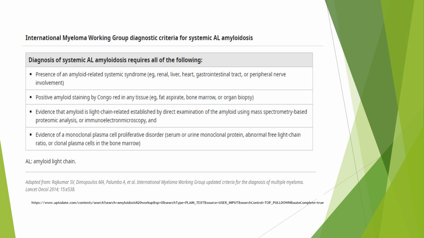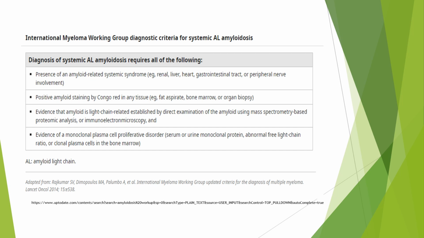Now, there's a diagnostic criteria for systemic AL amyloidosis, which basically needs to have all of the following. It needs to have the presence of an amyloid-related systemic syndrome. That means it needs to have multiple organs being affected, which includes renal, liver, heart, GI, and peripheral nerve involvement. It needs to have positive amyloid staining by Congo red staining in any tissue, for example, a fat aspirate, a bone marrow biopsy, or an organ biopsy that we're doing.